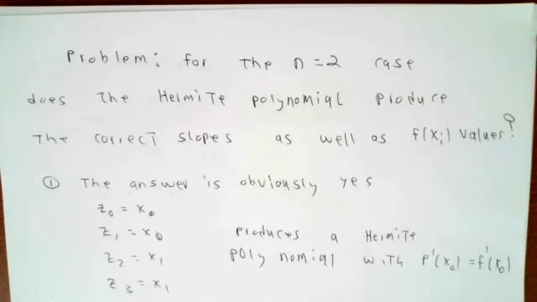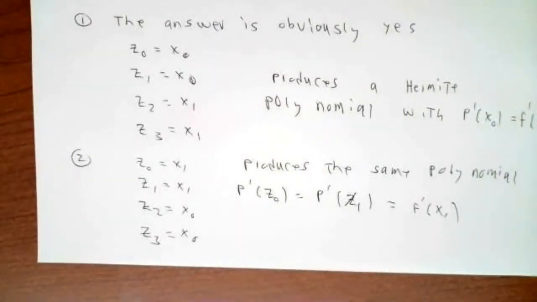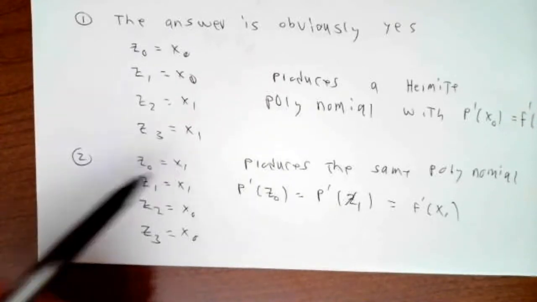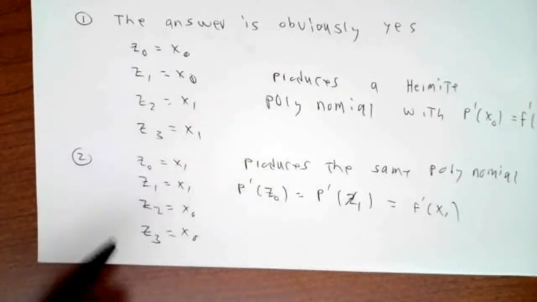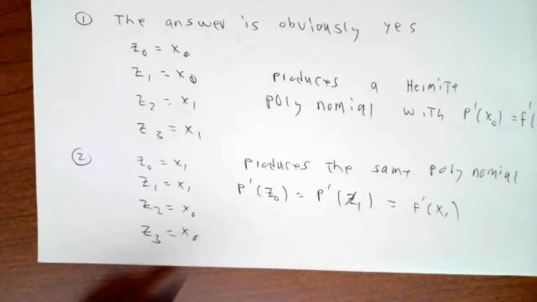I claim that it's obvious that it must also interpolate the slope at x1. The reason for that is, imagine that you order the data in a different way. I'm going to call Z0 x1, Z1 x1, Z2 is x0, and Z3 is x0 with corresponding function values and derivatives. The data for which I'm building the Hermite polynomial in this second case is the same data that I was in the first case.